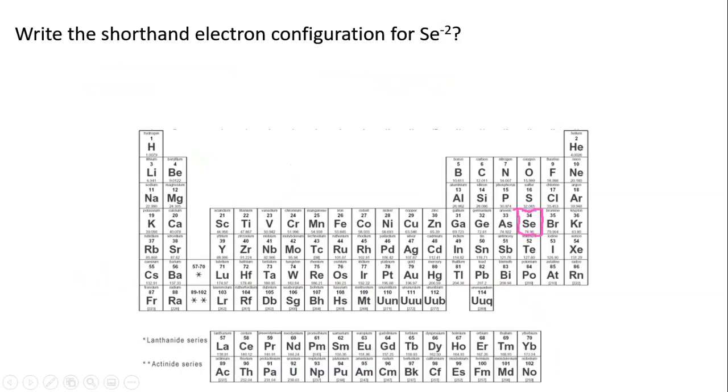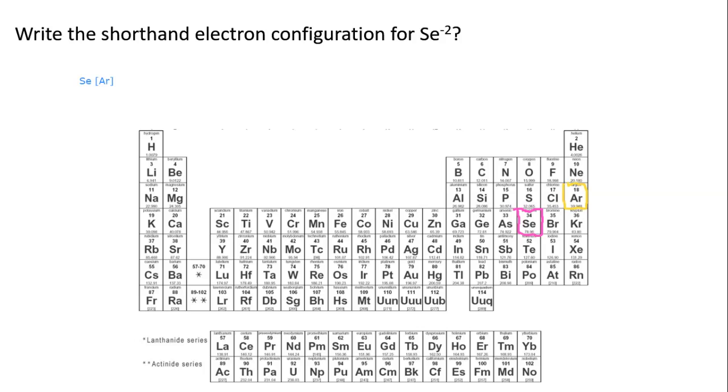And I'm showing the long way to do this, but if you know a shorter way, you're more than welcome to do it the shorter way. I'm just showing you every step. The preceding noble gas to selenium is argon, so selenium has argon as the shorthand, and then we're starting on the 4th row.